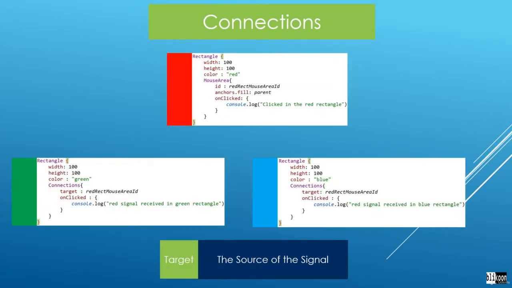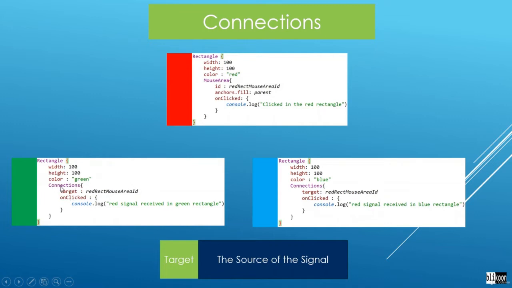How do we do that? Here we have an example. We have the red rectangle here, which has a mouse area. It has an ID here. And inside we have an onClicked signal handler. Inside we say that we clicked in the red rectangle.